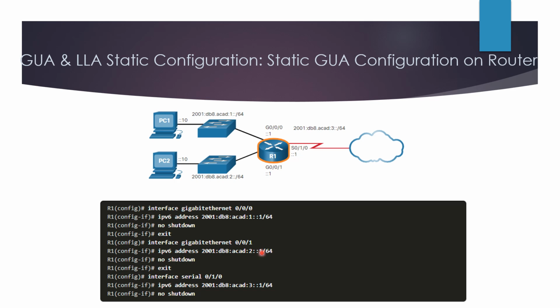And as you can see, every time we go to an interface, we use the IPv6 address command. Then we write down the address for that interface, and at the end we use the prefix length. And this is for each of the interfaces that we mentioned before.